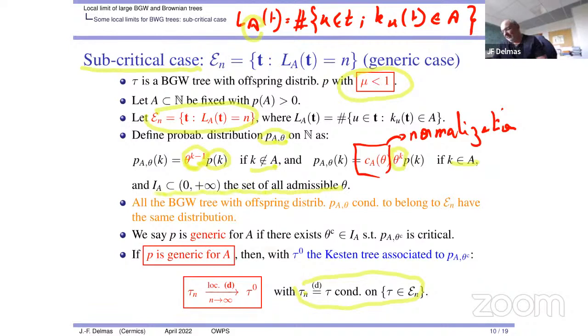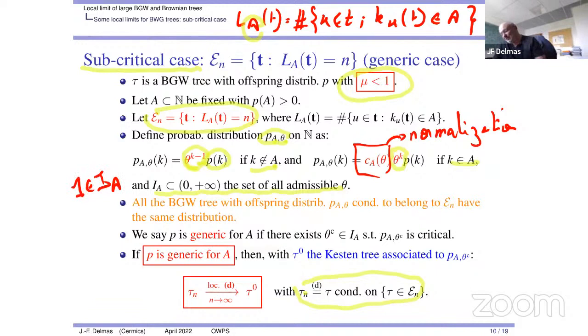So if you think a little bit, it's not possible to always find a constant C here, such that P_{A,θ} is a probability distribution. So we shall only consider the case, the θ for which this is the case. Of course, θ equal one is working. So one belongs to the admissible set, of course.